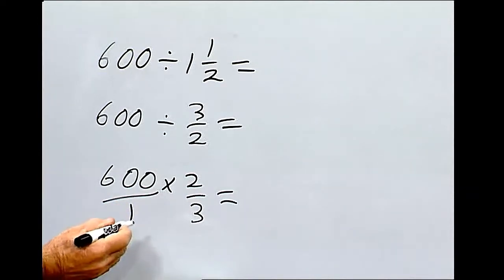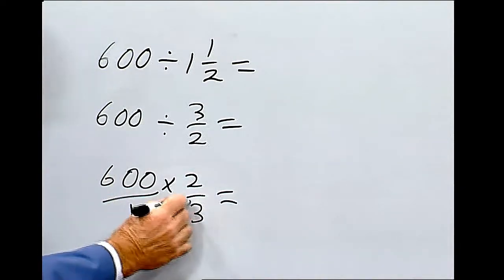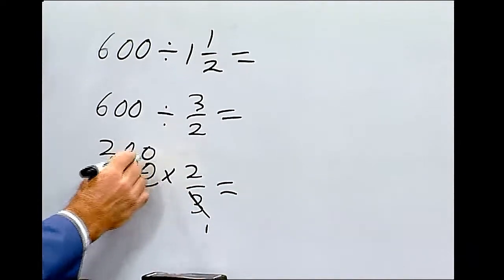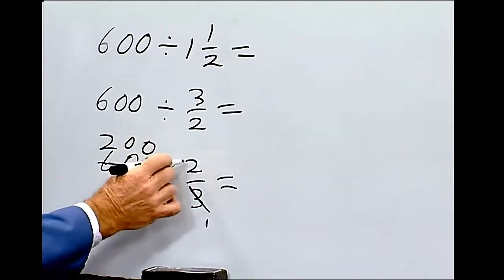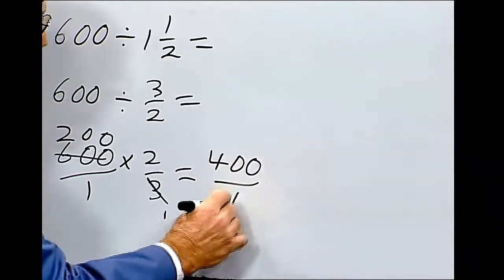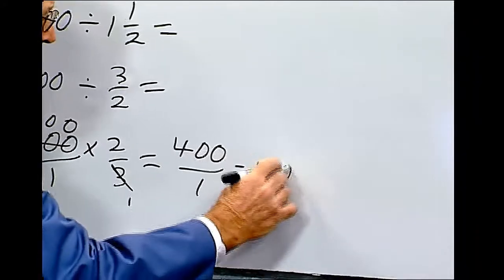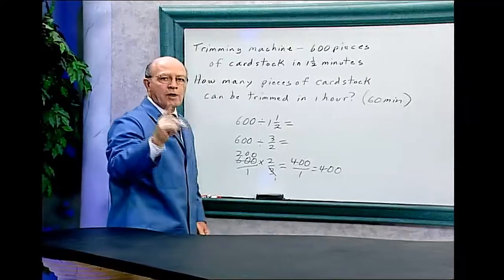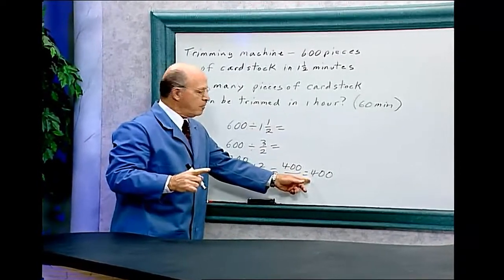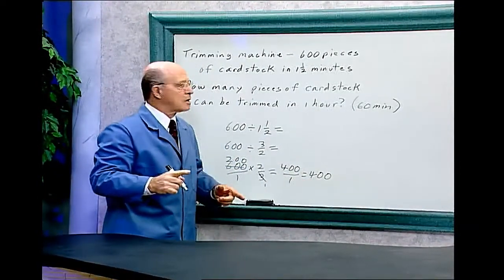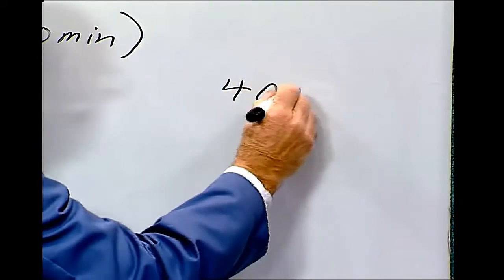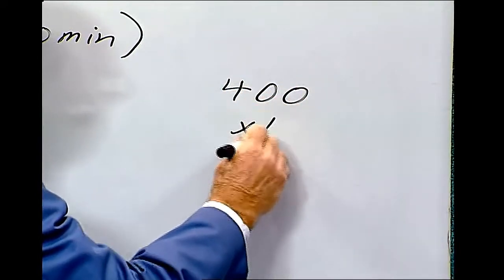and we can use cancellation. 3 goes into 600, 1, and this will go 200 times. So 200 times 2 is 400 over 1 equals 400. So in 1 minute, that machine can trim 400 pieces of cardstock. Now let's just multiply 400 times 60.